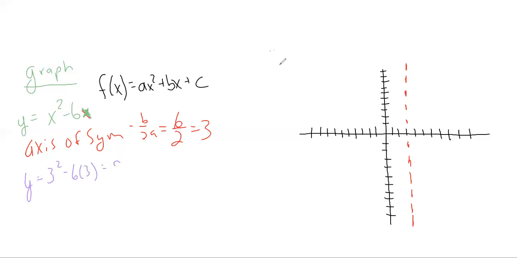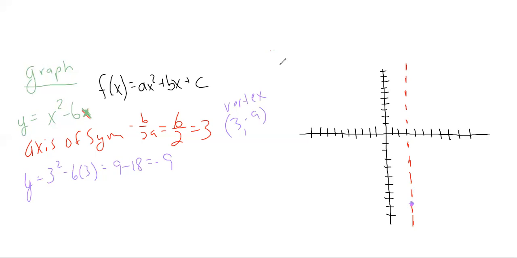Well, that's 9 minus 18, which is negative 9. Well, here's my x coordinate. Here's my y coordinate. So my vertex has got to be (3, -9) on this one. So I'm at 3, and I go down to negative 9, which is right there. Boom.